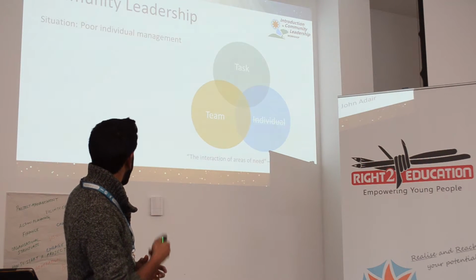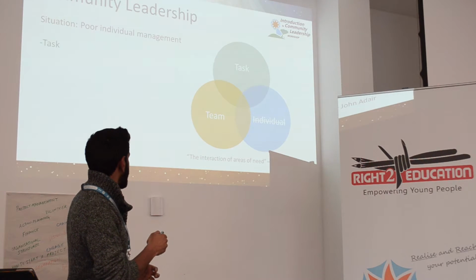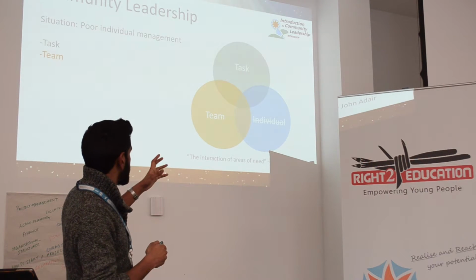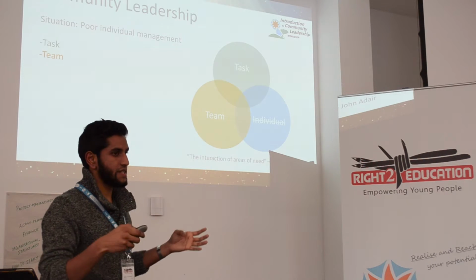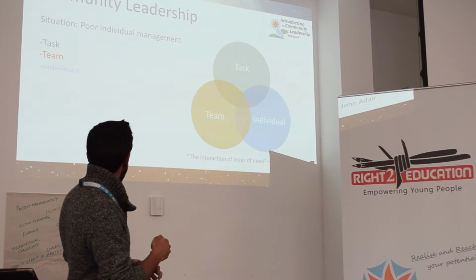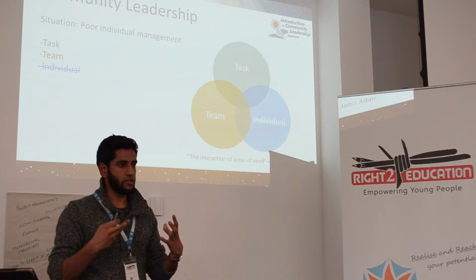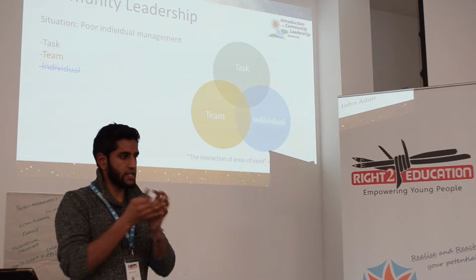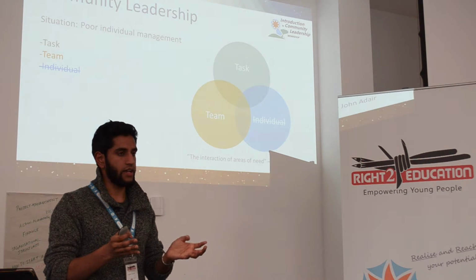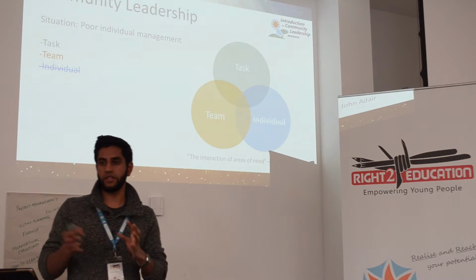So the last one is poor individual management. So for example, this is where you're doing the tasks really well, but you're only telling the team, and you're kind of neglecting the individual. Okay. So what do you think is going to happen if you're the leader, but you're just telling the task on a general level, and you're not taking into consideration individuals? What potential pitfalls are there?